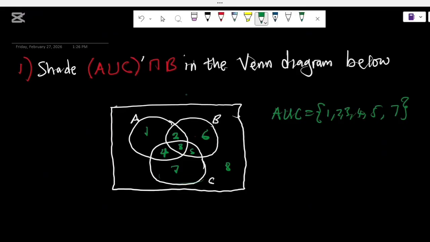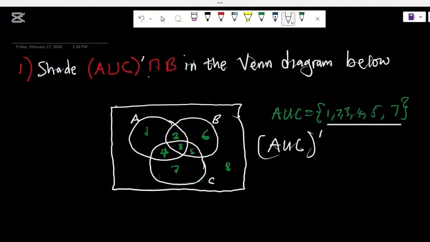So when we are talking about the complement of A union C, it means that we are not going to include these numbers because these are making up A union C. Since it is A union C complement, we're not going to include these numbers. So when we do that, the only values that we are going to remain with are these 6 here. When we're talking about the 3 sets, we're going to remain with 6 only.